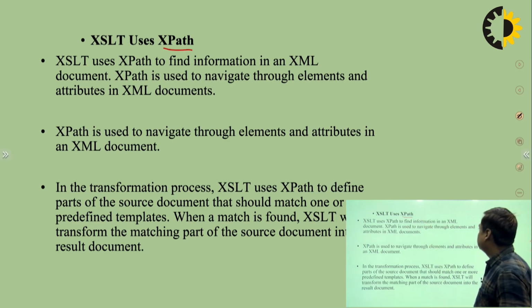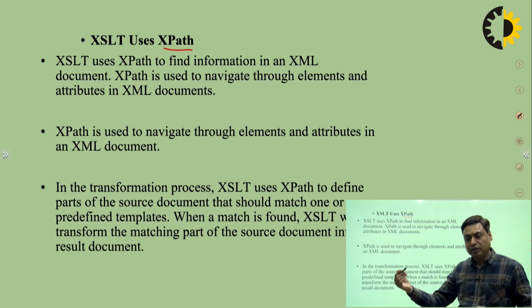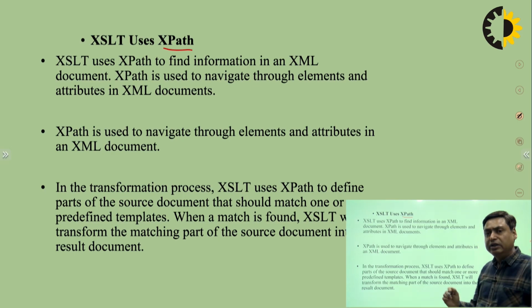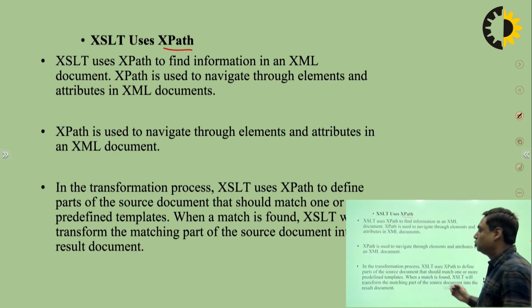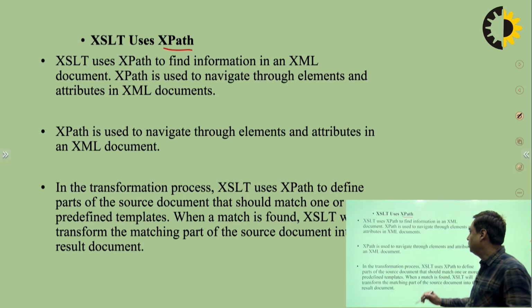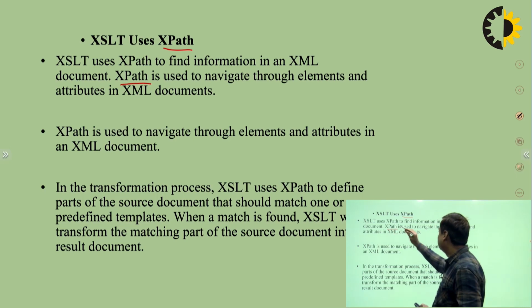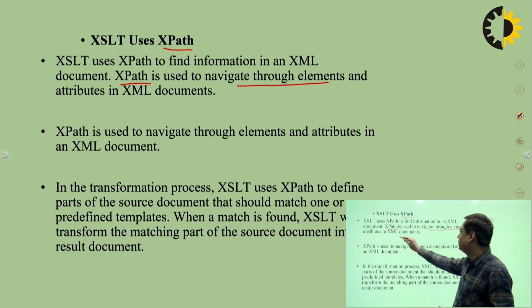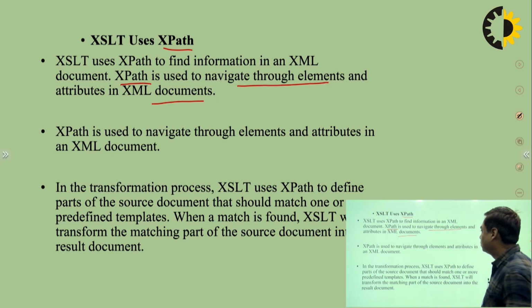The job of XPath is just for navigation, because in the XML we have many levels. We have a root element, then a nested element, and again another nested element. So there is a kind of parent-child relationship. To move from one element to another element, we need to use XPath. It is used for navigating through the elements and attributes in XML documents. So you can navigate through the attributes of the XML also.